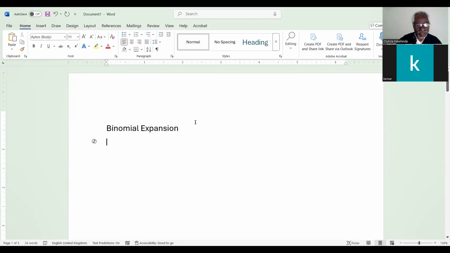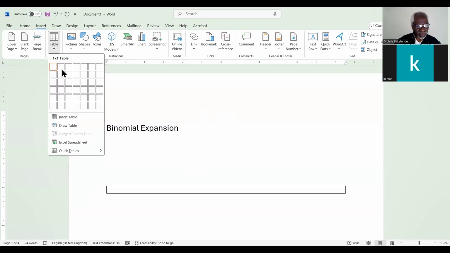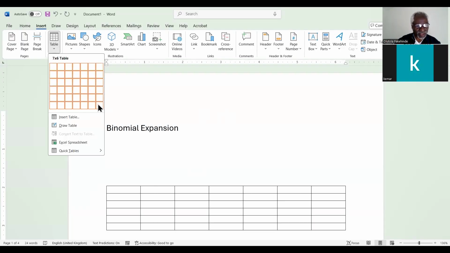I want us to look at the binomial expansion using the Pascal's triangle. So we want to design the Pascal's triangle because we need it in the exam. And I'm not sure they're going to give you something like that, so you need to be able to do it yourself. All right, so let's quickly go through it. It won't take time. Let's use a table format here.